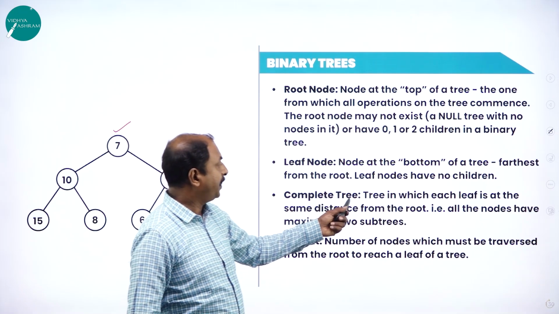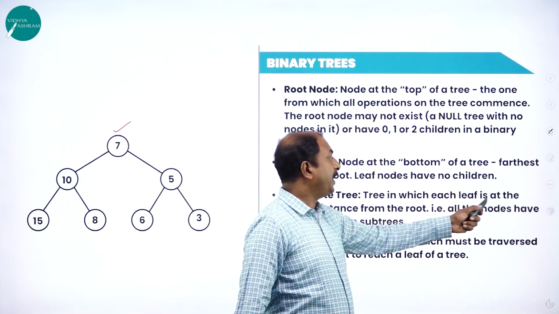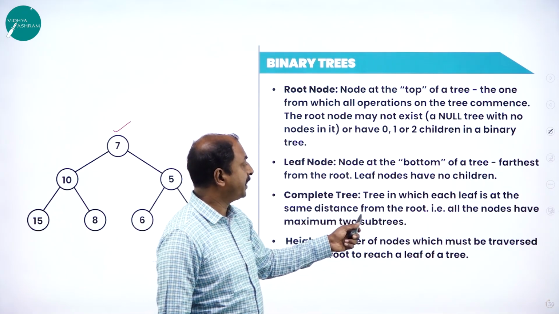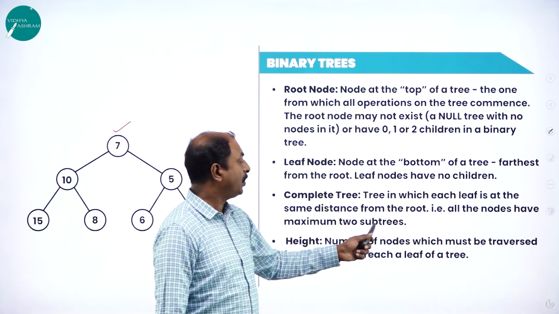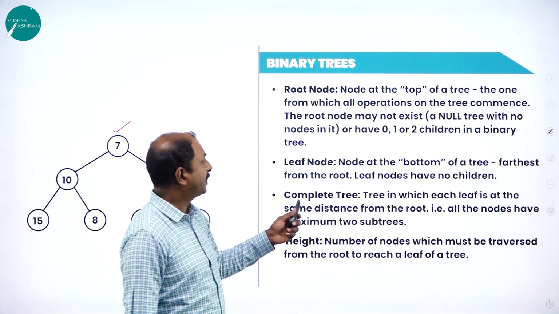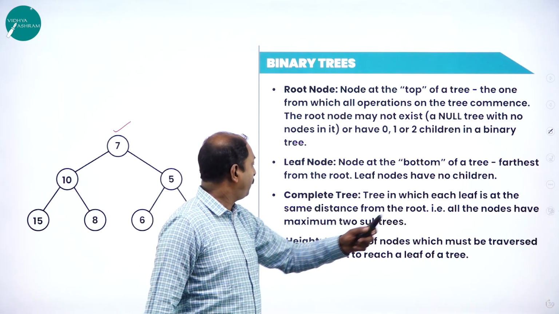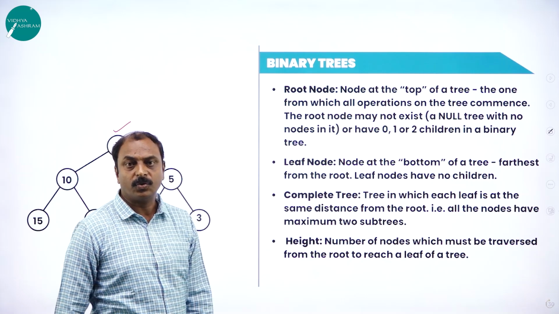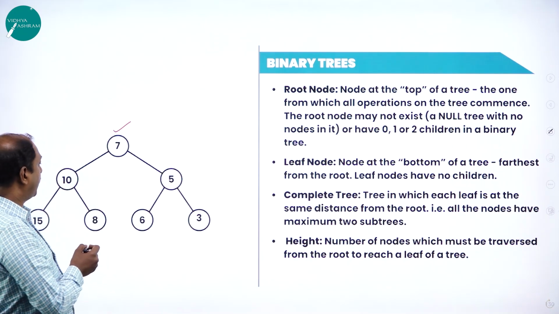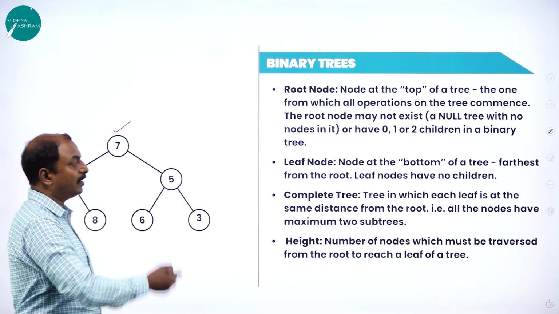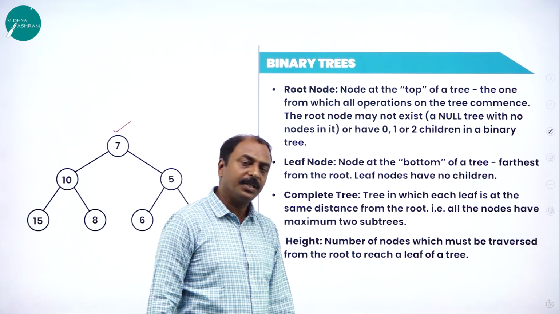And complete tree: the tree in which each leaf is at the same distance from the root. All the nodes have the maximum number of subtrees. So what is a complete tree? One in which each leaf is at the same distance from the root. In this example, there are two descendants for this, and here there are two. It is an example of a complete tree.